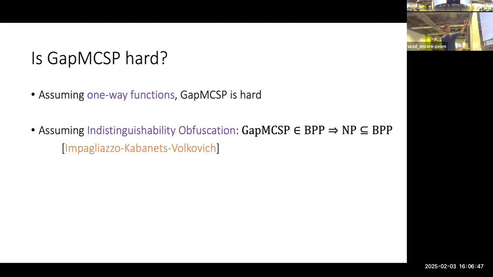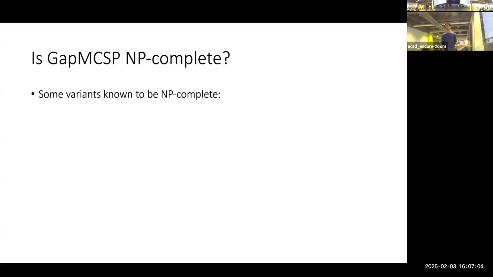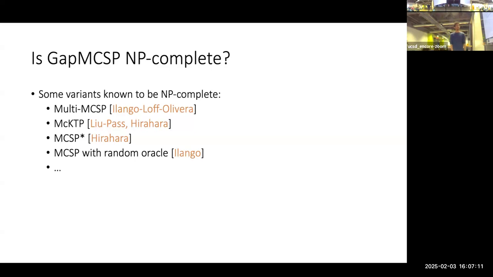The next question we can ask is whether this problem is NP-hard or NP-complete. And here we do not know that. So we do not know if GapMCSP is NP-complete. There are variants of these problems that we do know are NP-complete, or other meta complexity problems that we do know are NP-complete. Multi-MCSP, which I will talk more about, and MCSP star, in which we get a truth table in which for some of the entries we don't care what the value is. This one we know is NP-hard, and Raul has a work that showed that MCSP with access to a random oracle is also NP-complete, but we do not know if GapMCSP itself is NP-complete.